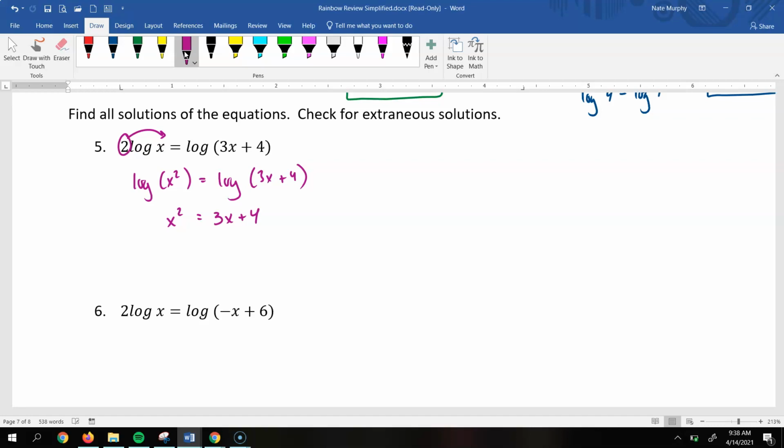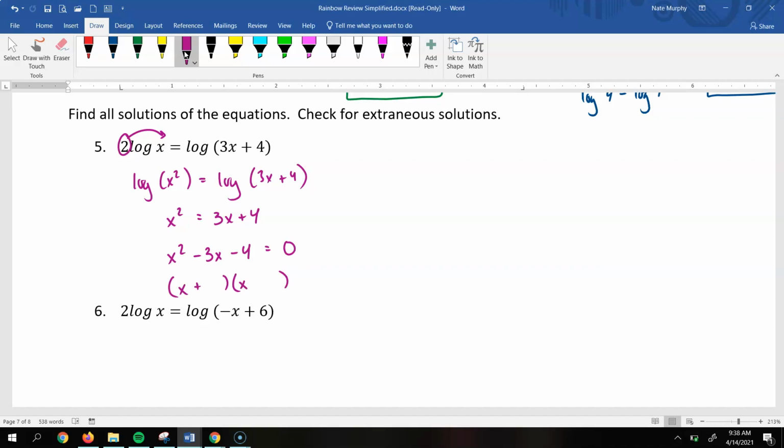3x plus 4. So this is a quadratic that we're trying to solve, so we want to get everything together on one side. So we'd have x squared minus 3x minus 4, because I'd subtract 3x from both sides and I'd subtract 4 from both sides. And now we're going to factor this down. So when I factor this down, again, we're trying to find two numbers that multiply together to be negative 4 that add together to be negative 3.